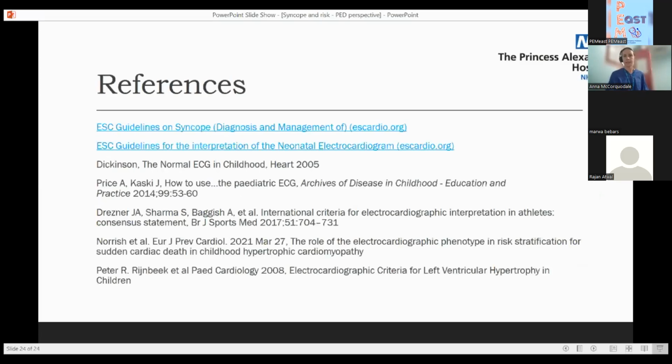I can send these slides to you actually, but if anyone wants to screenshot the references I have, I'll leave it up there for a bit. The first two that are in blue, because they're hyperlinks, but obviously you can't click them, are very good references from the European Society of Cardiology about syncope, which has a pediatric section, and then about the interpretation of the neonatal ECG, which is very helpful in terms of risk stratification as well, and worth a read, although ESC guidelines are rarely less than 50 pages long, so be focused and have time.